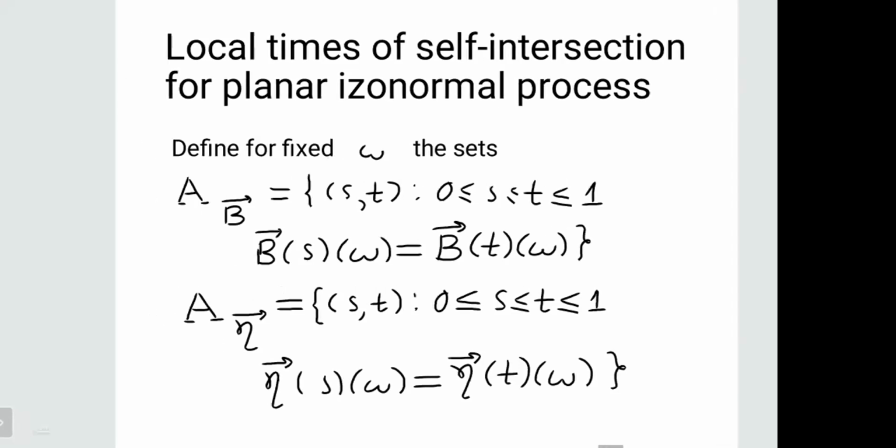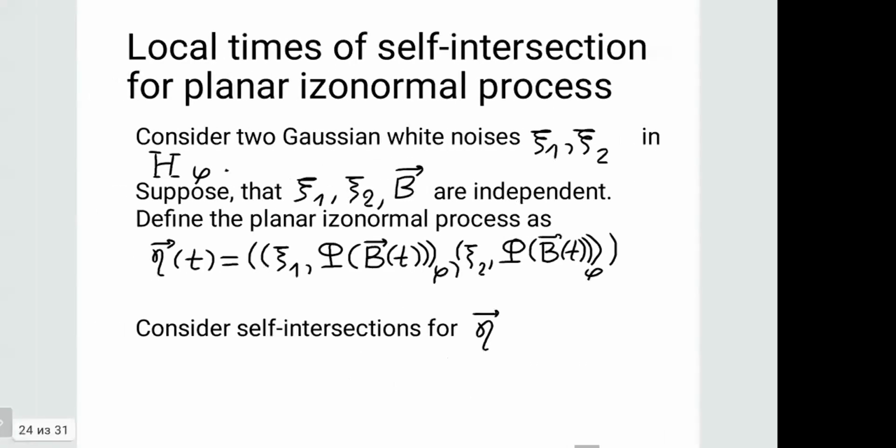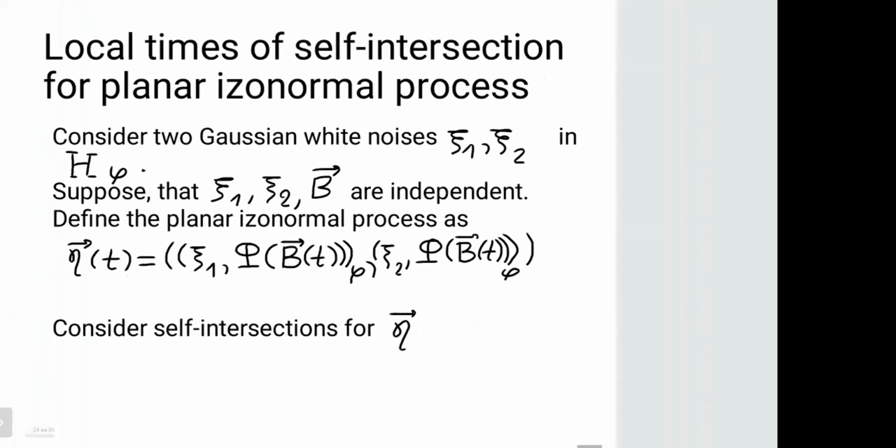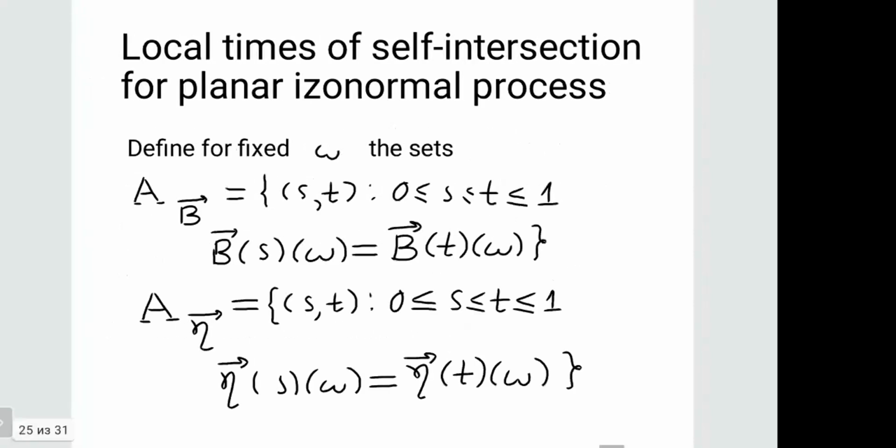Now let me recall the definition. Here is the definition of our process eta. From this definition, at least at first look, it is evident that if we have two points s and t such that B_t equals B_s, then maybe eta_t will also be equal to eta_s. This is more or less true, we just have to justify some technical detail. But it turns out that we have some extra points of self-intersection. So let me show you.